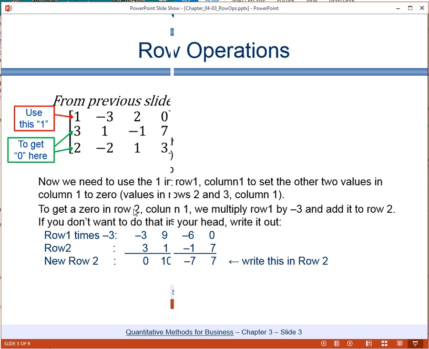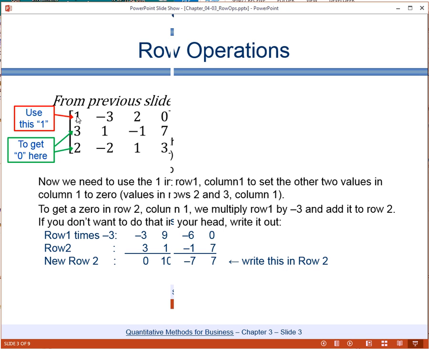So to get a 0 in row 2, column 1, we multiply row 1 by minus 3 and add it to row 2. You can do that in your head after you get some practice, but as we well know, that can be prone to error. If you don't want to, write it down below it, or write it down separately. Okay, we need row 1 times minus 3.